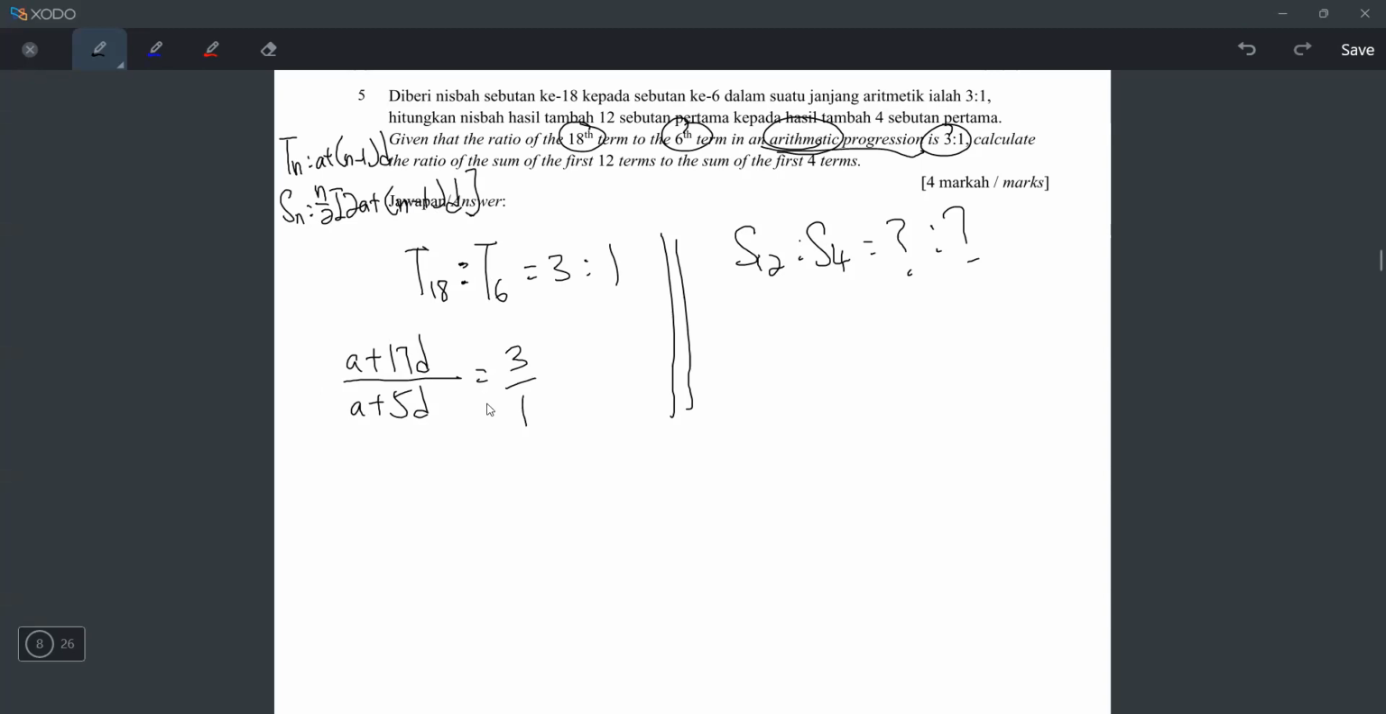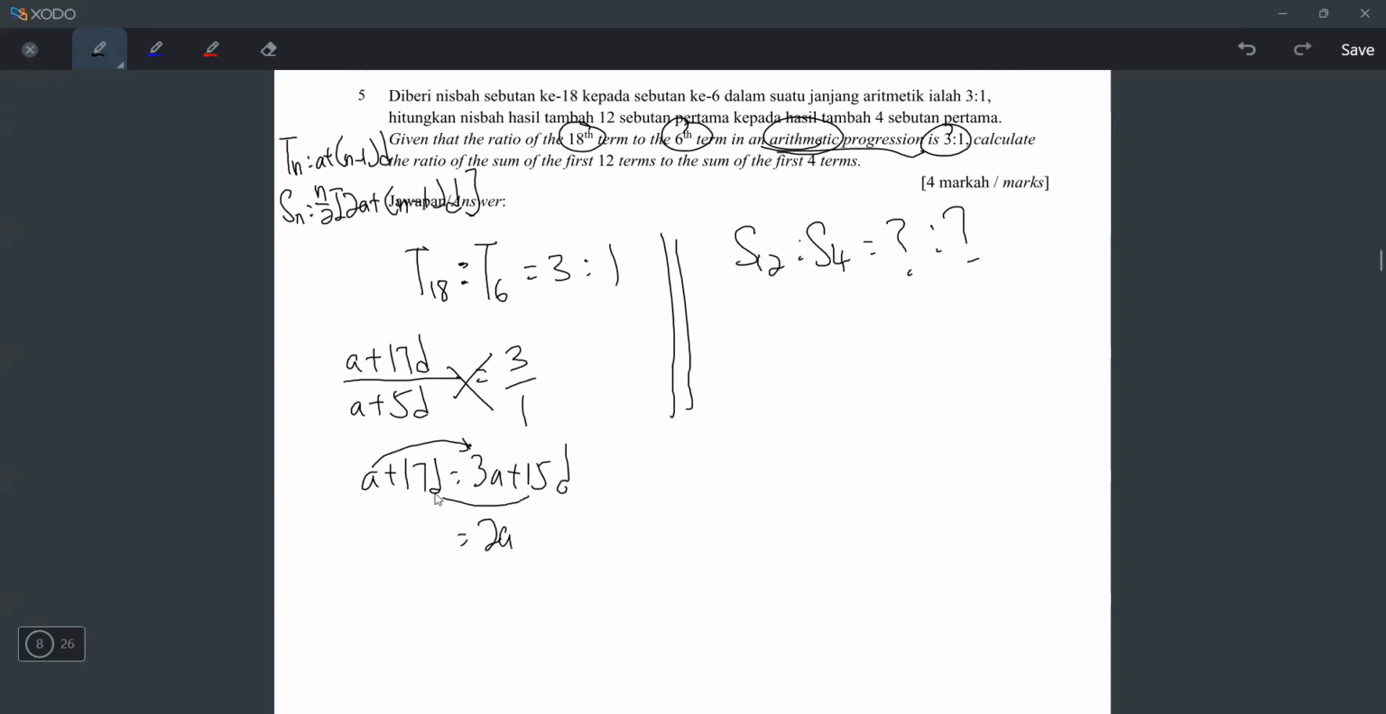Now what I can do is cross multiply. So 1 times a is a, 1 times 17d is 17d. 3 times a is 3a, 3 times 5d is 15d. And then I can move the plus a over there so that it becomes minus a. What is 3a minus a?